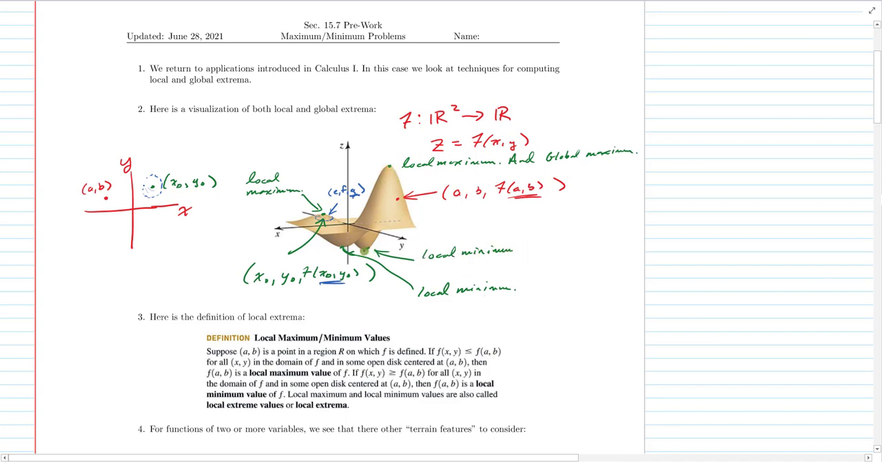Similarly, this point right here, as best I've drawn it, is also a global minimum, besides being a local minimum. And that just means that of all of the points in the domain, all of the xy ordered pairs, plug them into the function, they all spit out z values that are either equivalent to that z value or larger. That's what we mean by a global minimum.